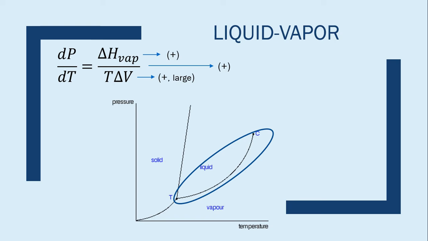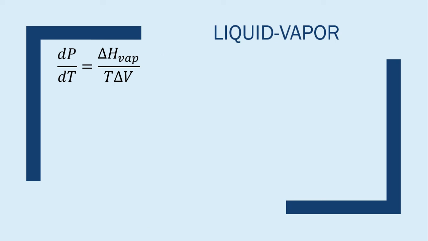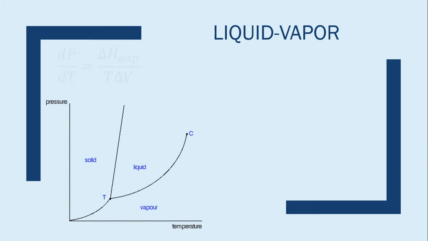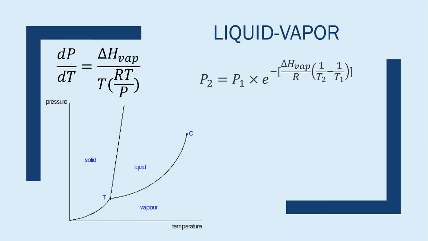If we express the volume in the Clapeyron equation in terms of the ideal gas equation, we will have the following equation. And if we integrate it, we will end up with this equation, which is the Clausius-Clapeyron equation.